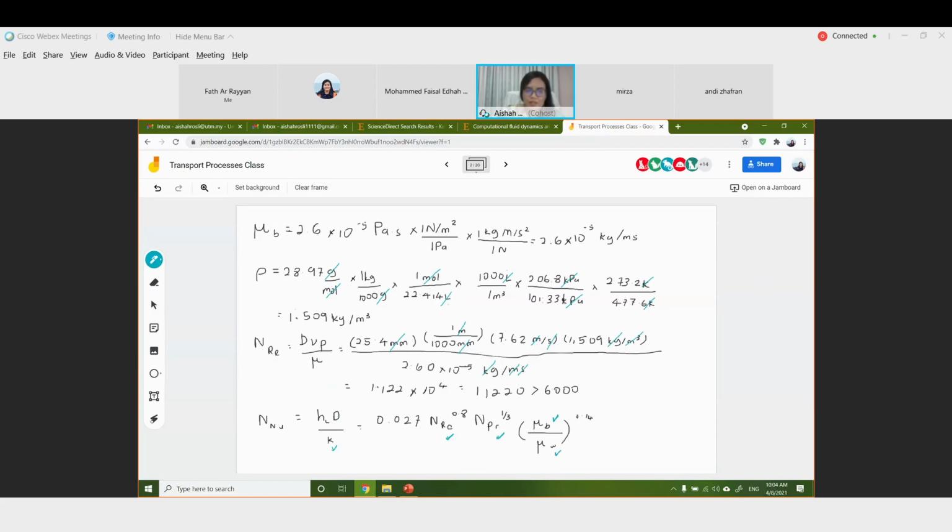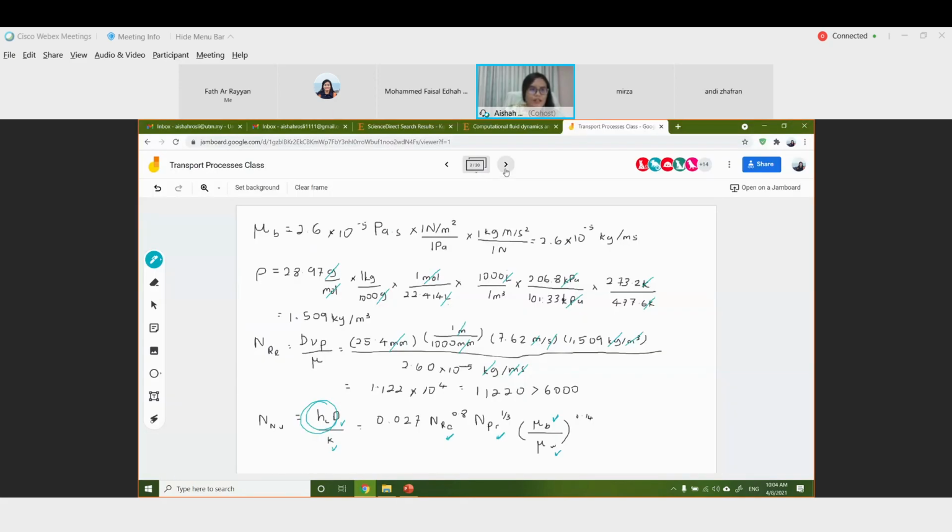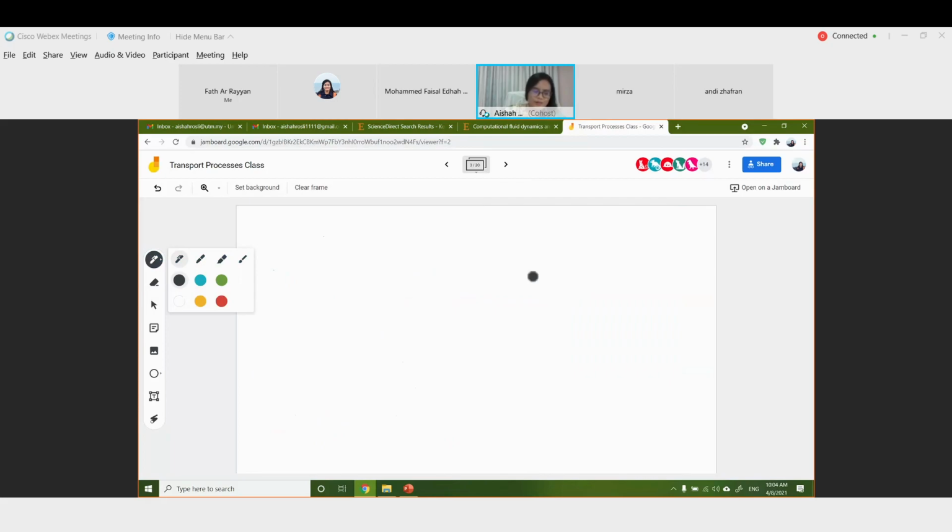We also have the diameter. So what we want is actually this, h L. h L is the heat transfer coefficient, and if you look back at the question just now, they did ask for the heat transfer coefficient. So that is what we want to calculate. From this, we just substitute in all the values that we already know. The diameter is 0.0254 meters. The thermal conductivity is also given earlier.